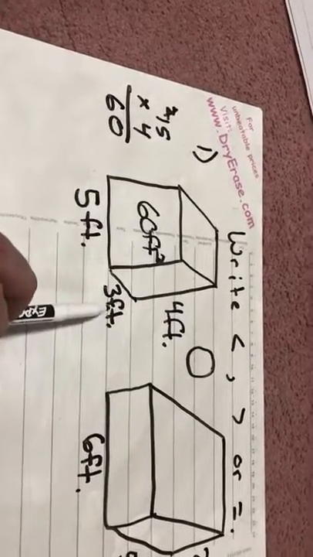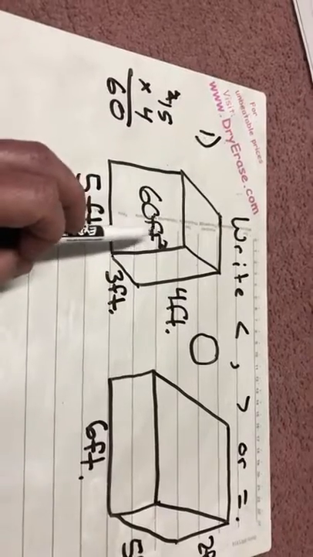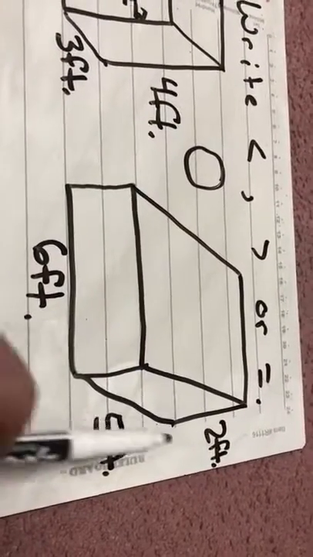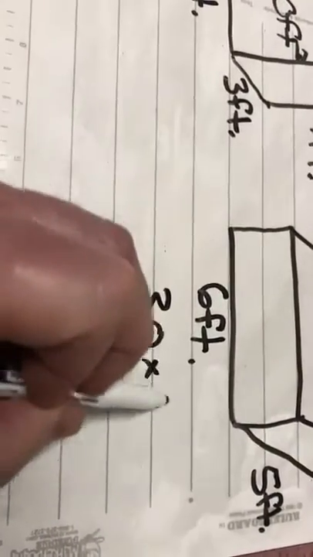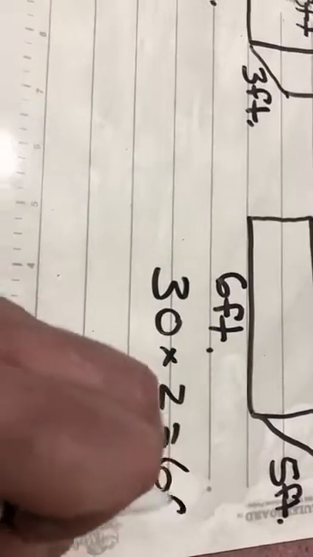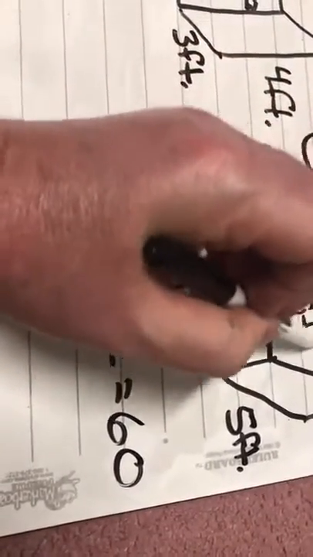The 5 times 3 was 15. 15 times 4 is 60. The volume of this box is 60 cubic feet. So now we need to find this one. Well, 6 times 5 is 30. And 30 times 2, if I use the zeros trick, I know that 3 times 2 is 6. And if I just add the 0, I get that. So this also is 60 cubic feet.